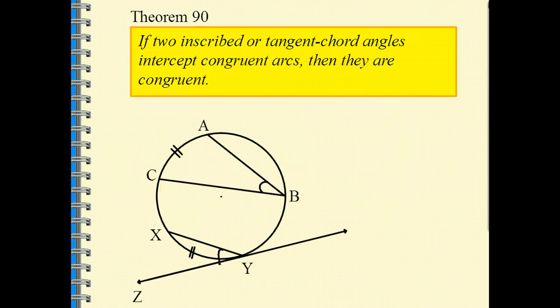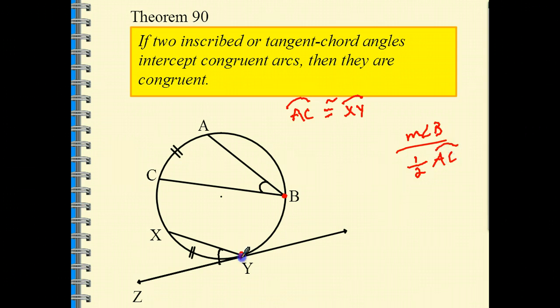Okay, the next theorem, Theorem 90, tells us that if two inscribed or tangent chord angles intercept congruent arcs, then they are congruent. All right, well, the reasoning to this shouldn't be too much of a stretch, in that if I tell you that arc AC is congruent to arc XY, okay, well, we look at angle B. Where's the vertex? Is it in, out, or on the circle? It's on the circle. So we know that B is just half of AC. So the measure of angle B is just going to be 1/2 of the arc AC.